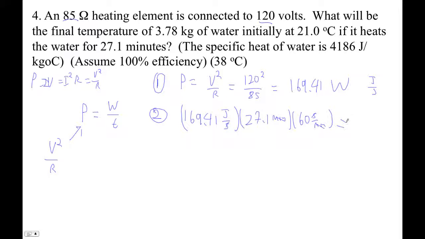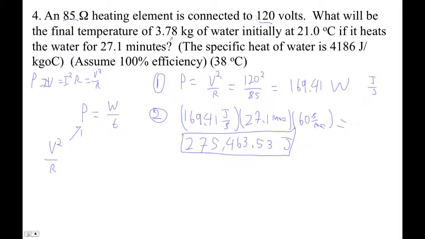So let's figure that out. I'm going to multiply 27.1 times 60. And this is our, wow, that's quite a lot of energy. Okay, so that is 275,463.53 approximately joules. Okay, so that's how much heat the heater's going to put in, right?